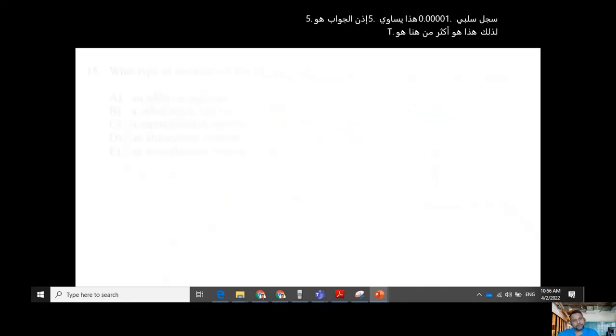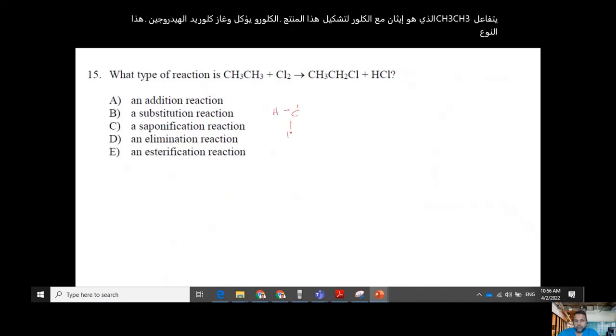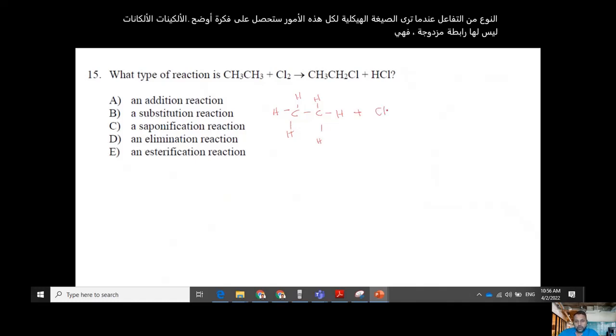Let's see the next question. What type of reaction is this: CH3CH3, that is ethane, reacts with chlorine to form the product chloroethane and hydrogen chloride gas? When you see the structural formula for all of these, you will get a clear idea. Alkanes do not have double bonds. They have all single bonds so they cannot undergo any addition reactions. Rather, they will undergo substitution reactions.